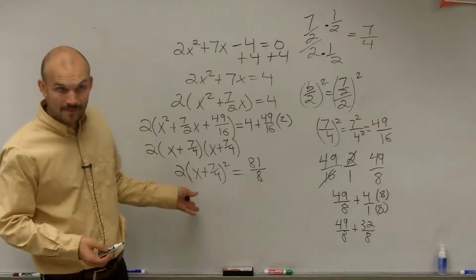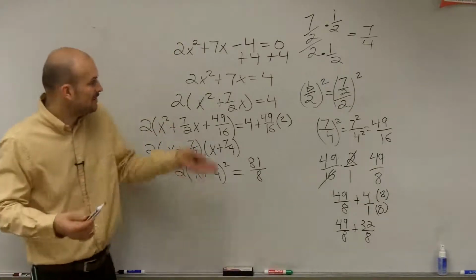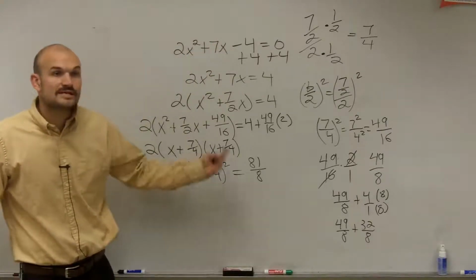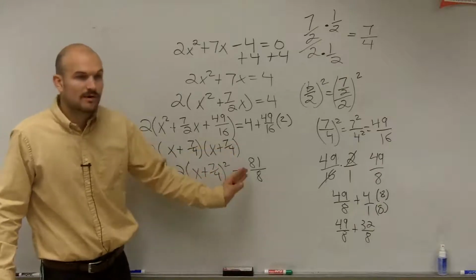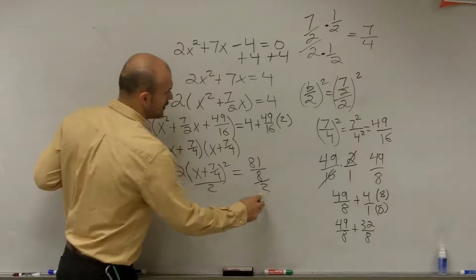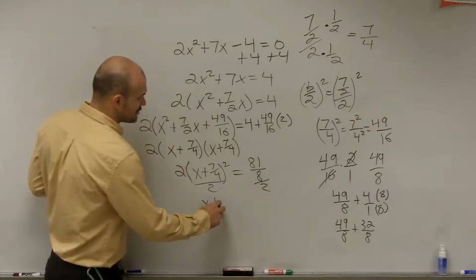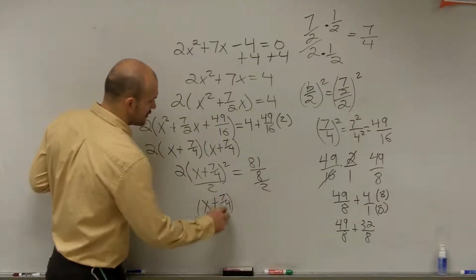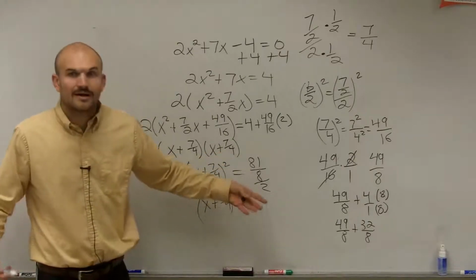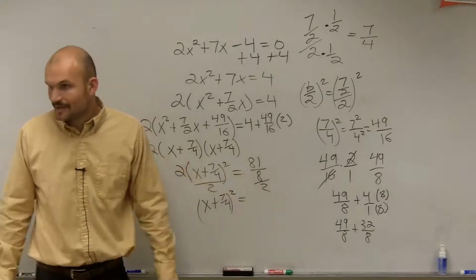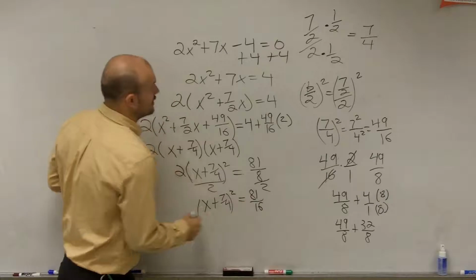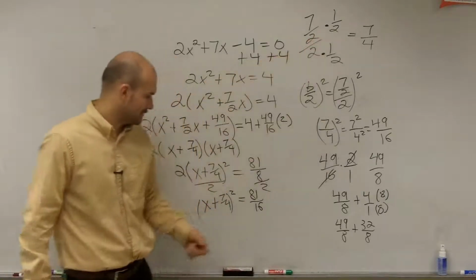Now, I need to divide by 2. You guys remember, the whole purpose of this is getting it down to one variable, which we now have. So now I just need to use inverse operations. Before I can square root both sides, I have to undo my multiplication. So I divide by 2 on both sides. Therefore, I have x plus 7/4 squared equals 81 over 8 divided by 2. Again, we have to multiply by the reciprocal. So you guys should get 81 over 16 when you do the math like I did over there.